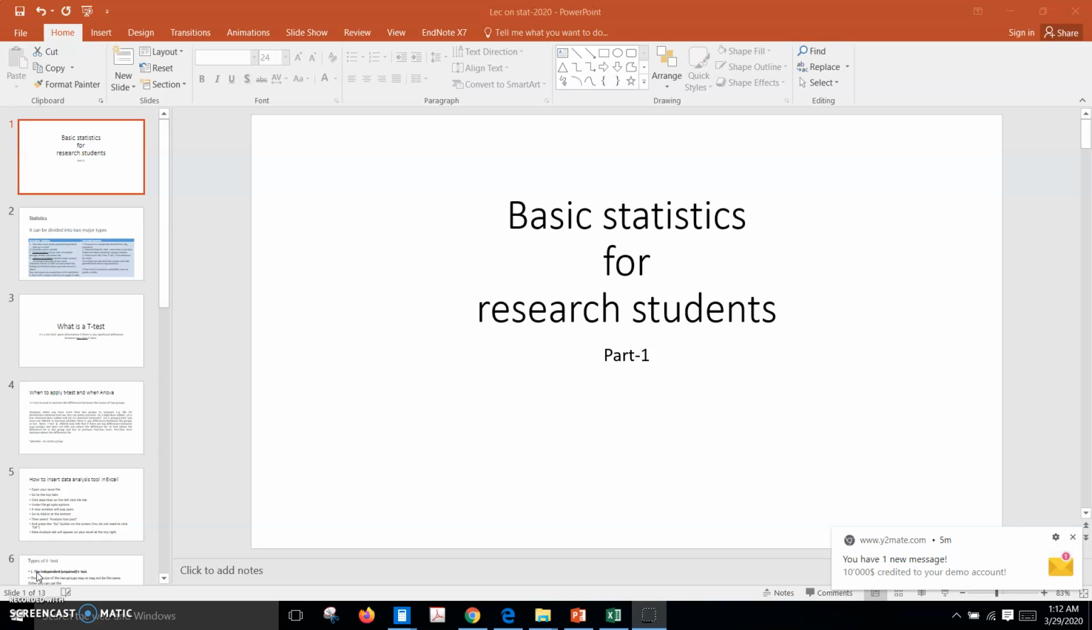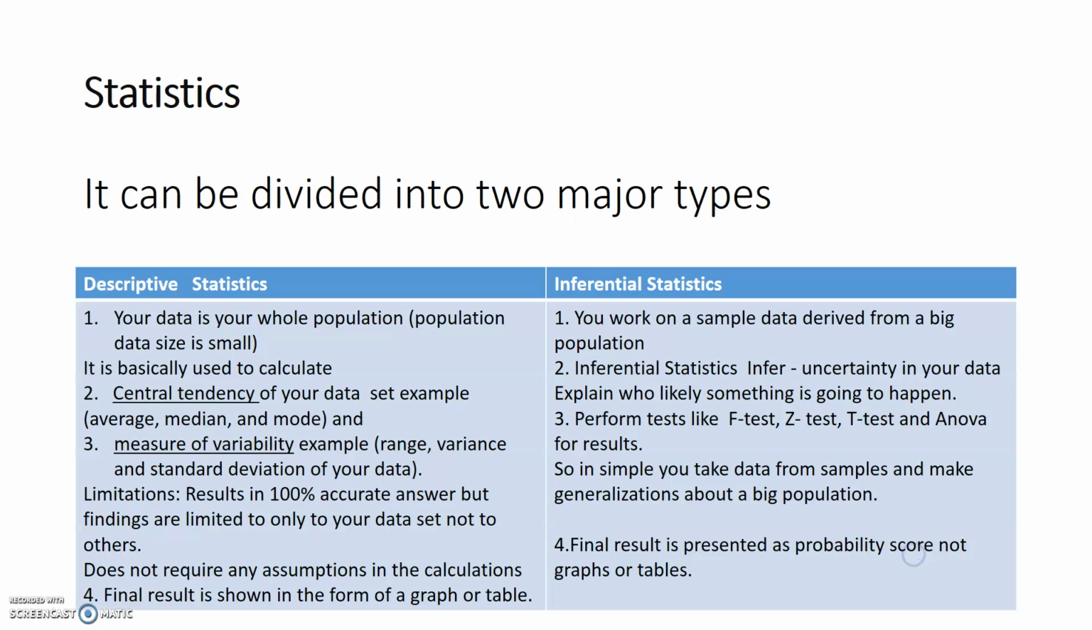So as I said, the basic topic for this class is statistics for research students. So let's see what is statistics and what are its types. There are two major types of statistics. One is called descriptive statistics and the other one is called inferential statistics. In descriptive statistics, your data is the whole population, which means that you have a small data size. Whereas in inferential statistics, you work on sample data derived from a big population.